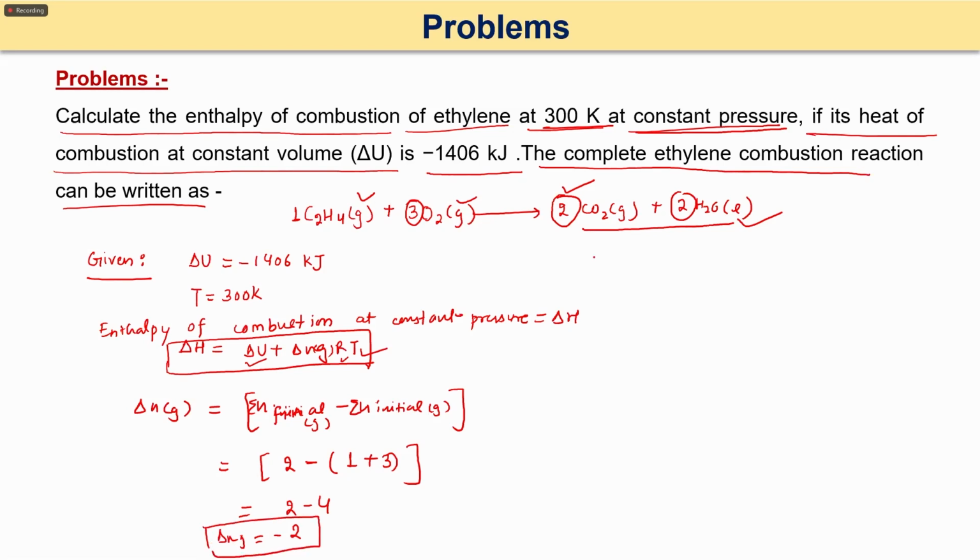Now let us calculate delta H, which is delta U plus delta Ng of RT. Delta U is minus 1406 kilojoule. Delta Ng is your minus 2. R is 8.314 joule per Kelvin per mole.